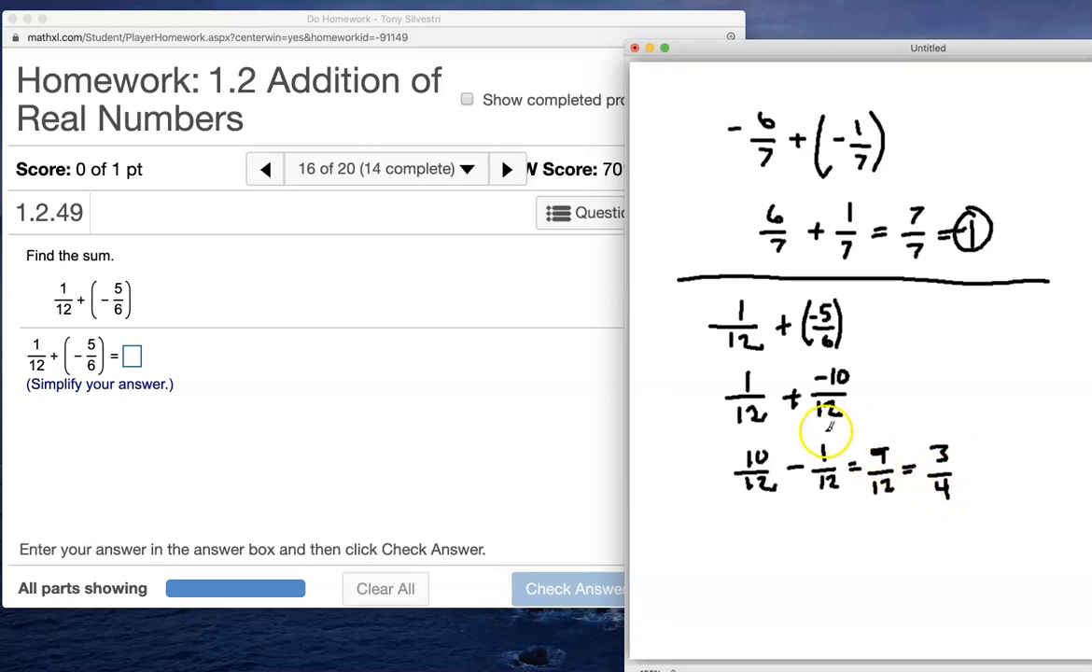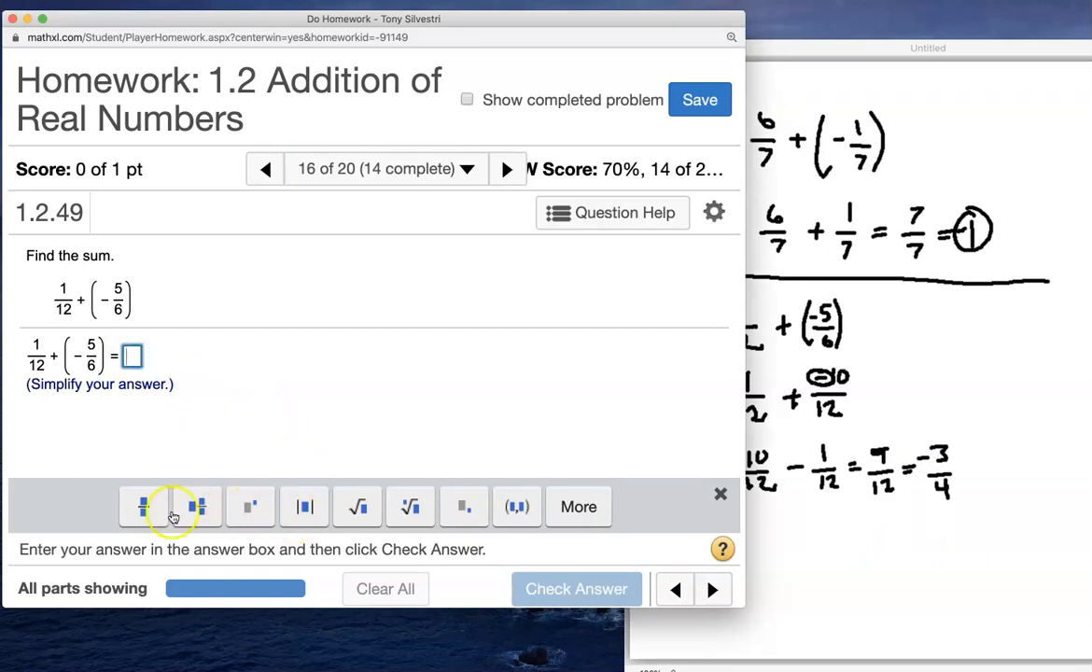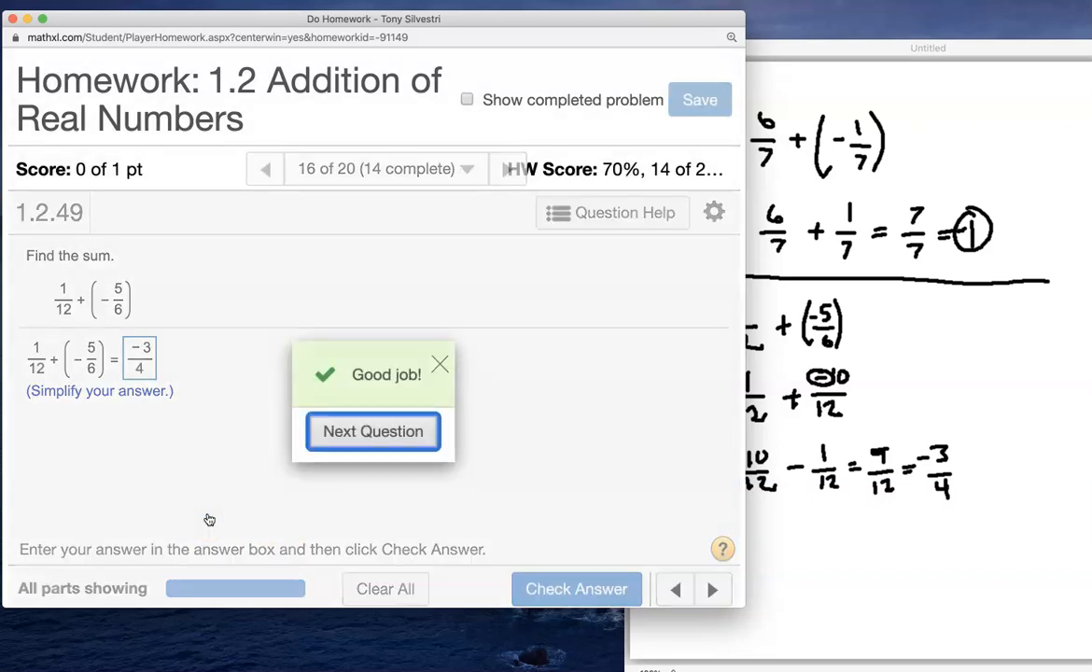Which of these absolute values was bigger? The 10/12. Its sign was negative. You always take the sign of the bigger absolute value. So I'm going to put a negative on that 3/4, plug it in there, and see some green. Okay, negative 3 over 4. Hit enter. Good job. Yay.